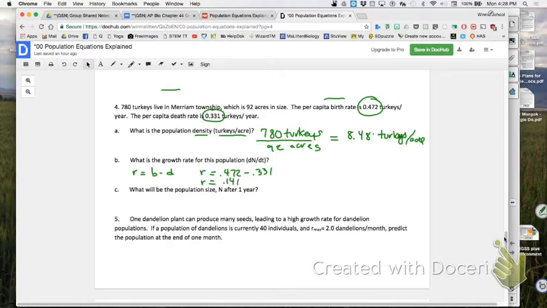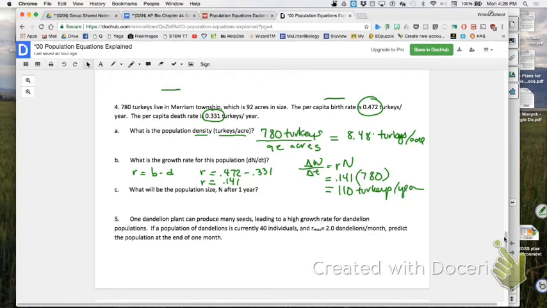Right? And then multiply that by how many, remember what we said, so the change in population over the change in time is R times N. So now you have your R is 0.141 times how many turkeys do we have? 780 turkeys. So if you do the math on that, I think it's somewhere around 110 turkeys a year.